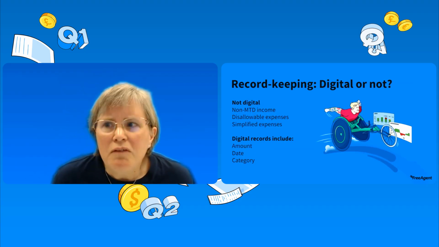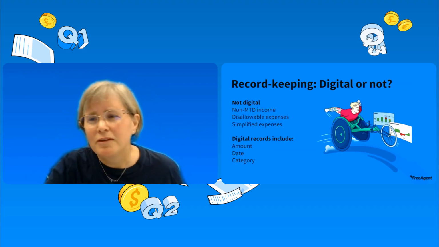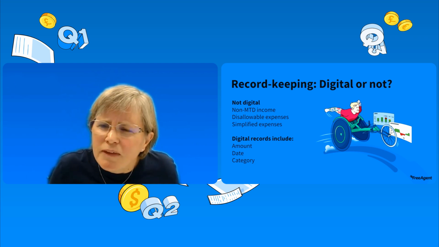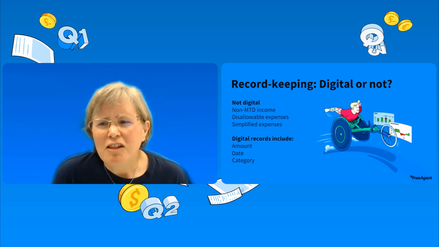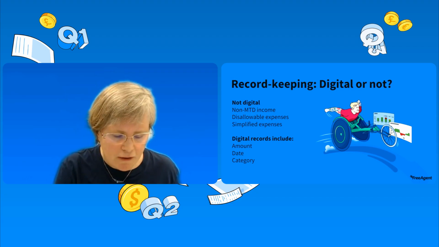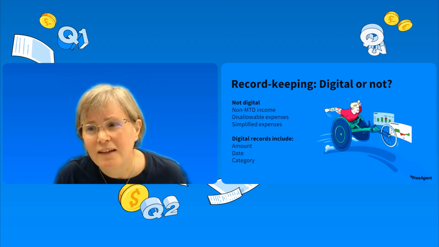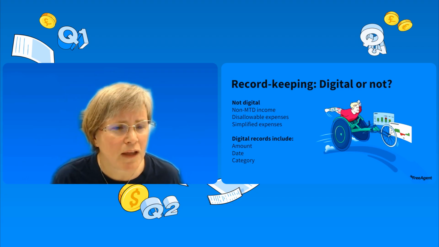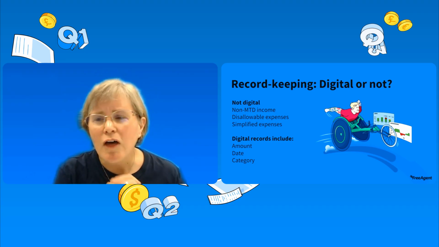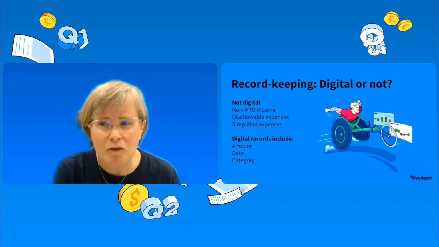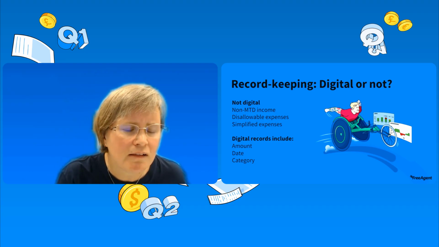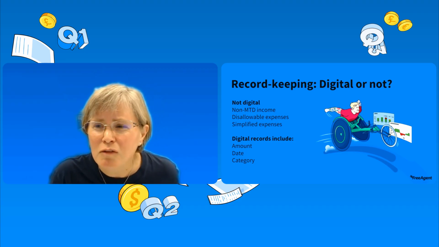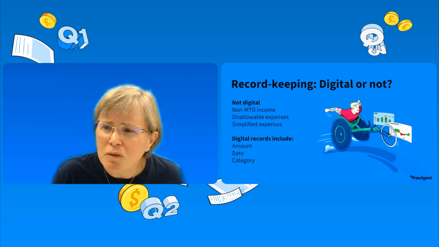Do you or don't you have to keep digital records of absolutely all of your income? What you're having to keep digital records of here is whatever you're going to report through your quarterly updates under Making Tax Digital for income tax. So if you have other income that does not count as qualifying income for Making Tax Digital, you don't have to make a digital record of it when you're doing your quarterly updates.